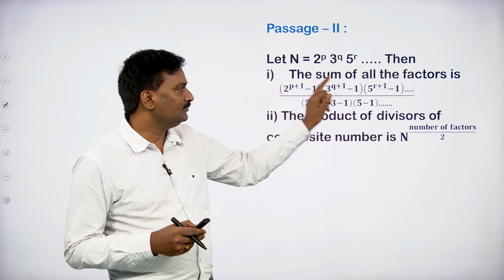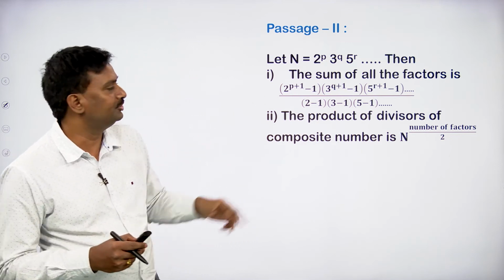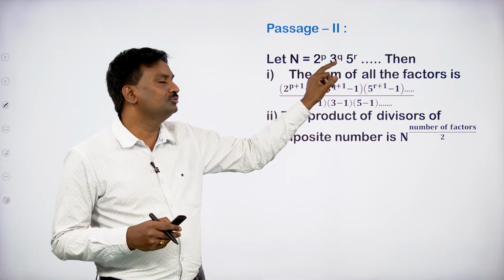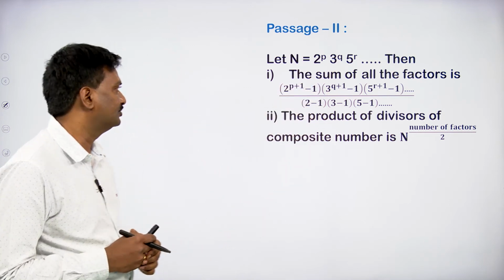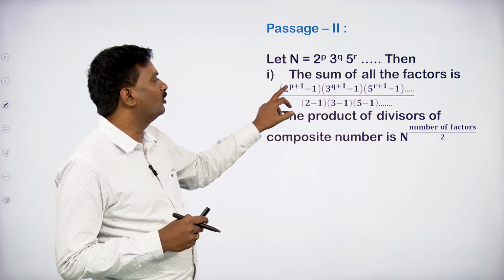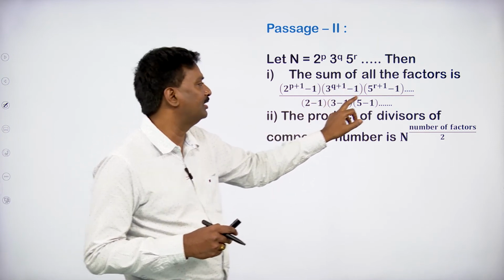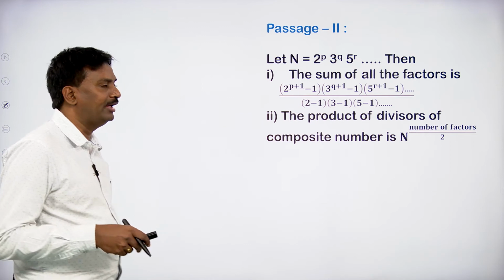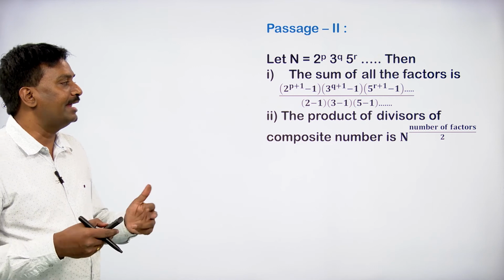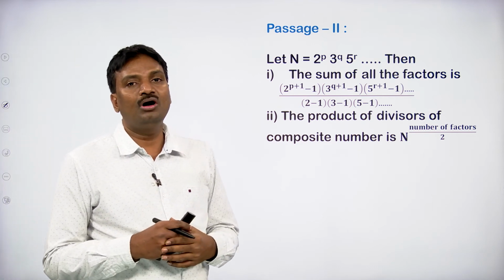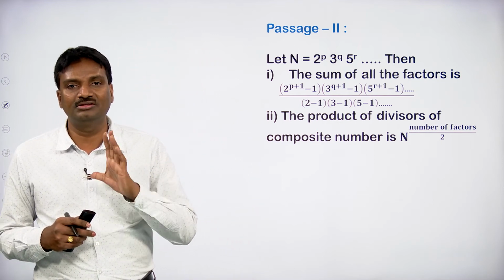But here according to the problem, we have 2 power p into 3 power q into 5 power r into so on. Just like the above passage, here the bases 2, 3, 5 so on are prime integers, and the powers p, q, r so on are natural numbers. The sum of all the factors is 2 power p plus 1 minus 1 by 2 minus 1 into 3 power q plus 1 minus 1 by 3 minus 1 into 5 power r plus 1 minus 1 by 5 minus 1 so on. The product of the divisors of a composite number is capital N power number of factors by 2. We know how to find the number of factors of the given number: alpha 1 plus 1 into alpha 2 plus 1 into alpha 3 plus 1 into so on.